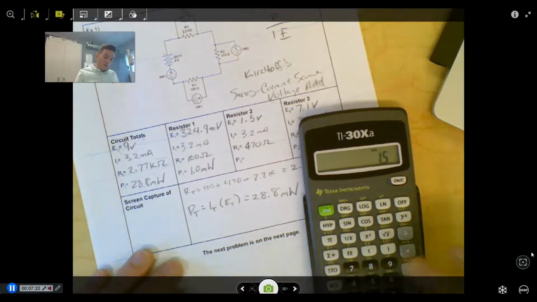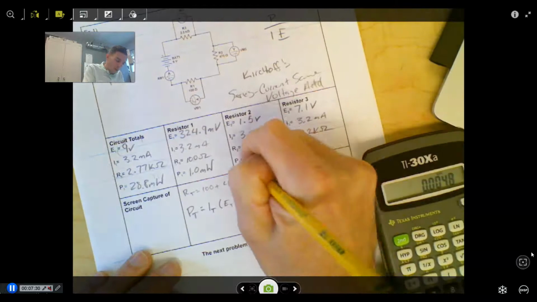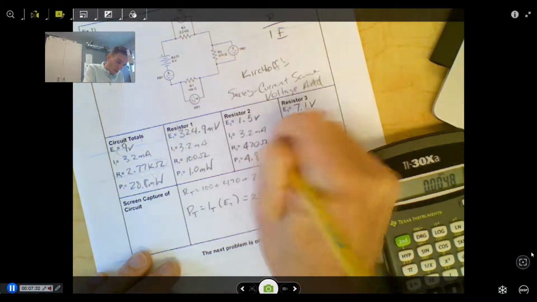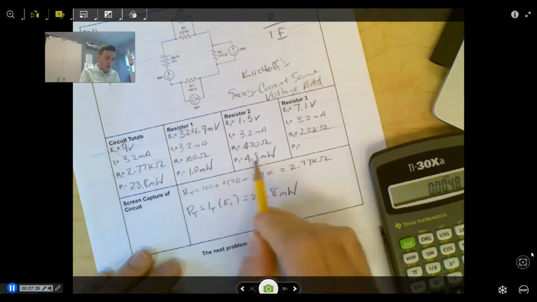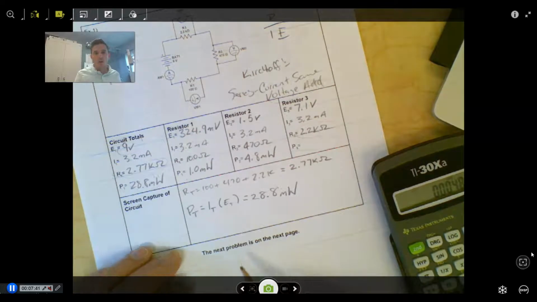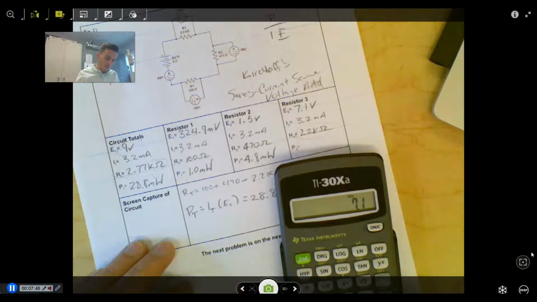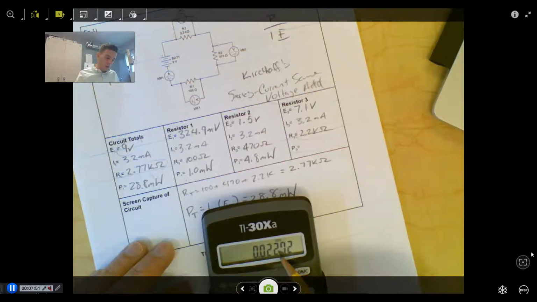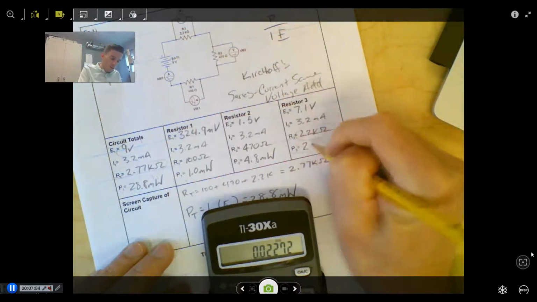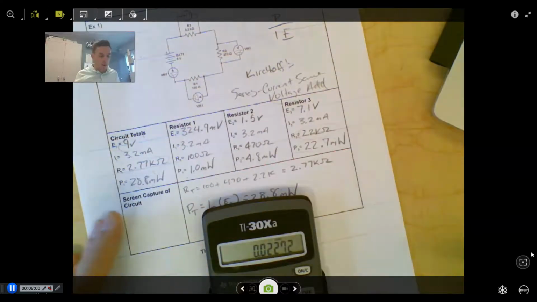Okay, so we have 27.8 milliwatts left. Then we can say here 1.5 times 0.0032 is equal to 0.48 milliwatts. So that's like 0.58 in total between these two. So we know that this should be about 23 milliwatts in order to be correct. So 7.1 times 0.0032 is equal to 22.7 milliwatts. And again, I just said it should be close to 23, which that really is.